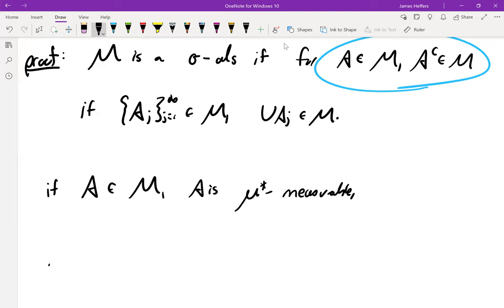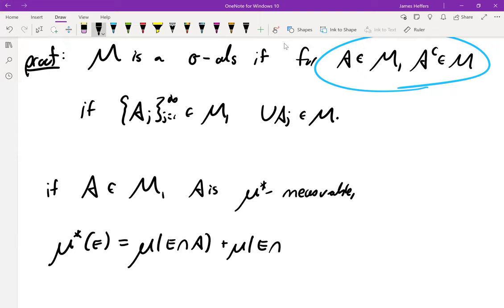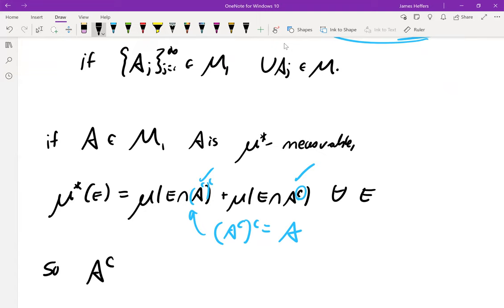So what does mu star measurable mean? Well, it means that you have this equality for all E. But just notice, you already have A and A complement here. So if A is mu star measurable, then A complement is also mu star measurable, since the complement of A complement is A. So you could think of this as A complement, and that gives you that A complement is also mu star measurable, but then that means A complement is in M. Cool. So that takes care of that one. That was easy.